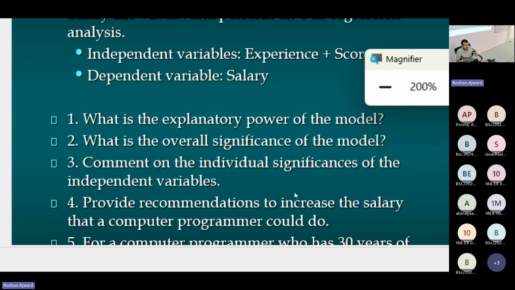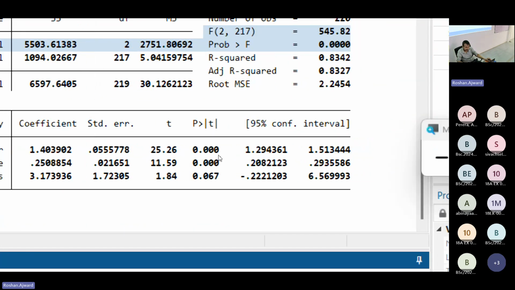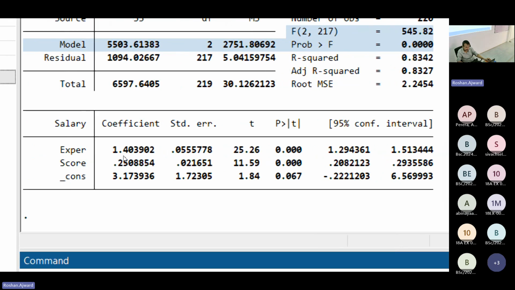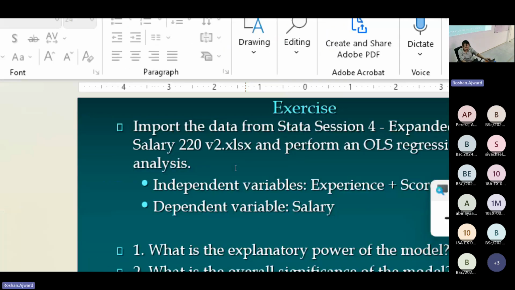For the individual significance, what do you check? The coefficient table. Look at the coefficient table. Here you can go to the coefficient table. In this coefficient table you can see the individual significance for experience and for score. Are they significant? Yes. Both here you can see the sig values, the p values, or the probability values are less than 0.05. No issue, no problem. So we comment that they are significant.